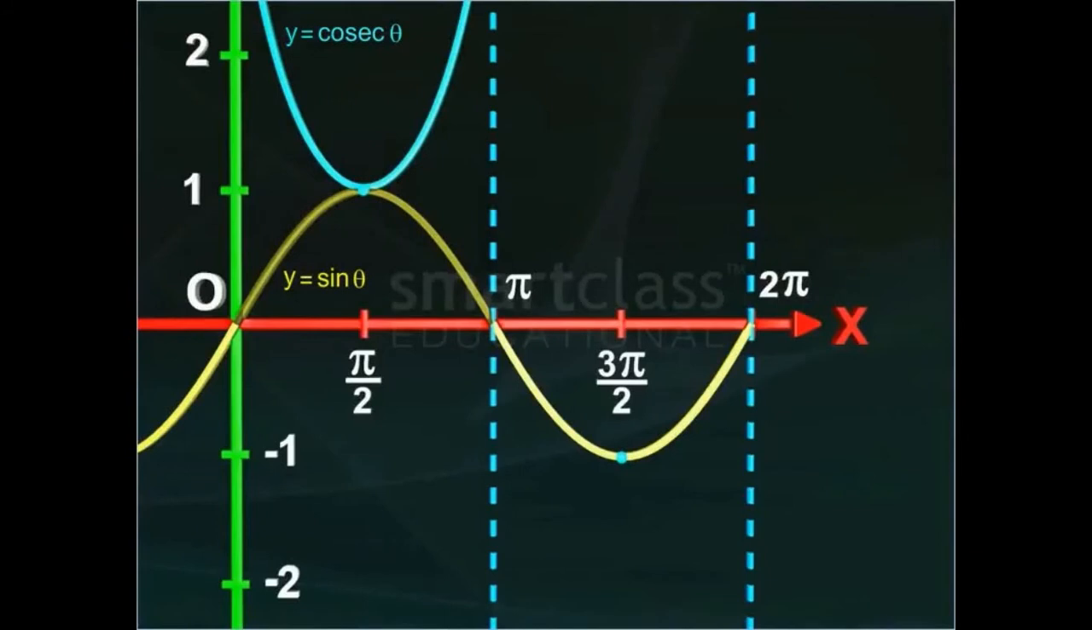Now, for an interval of pi to 3 pi by 2, the value of sine theta decreases from 0 to negative 1. This indicates that the value of cosecant function increases from negative infinity to negative 1 in the interval pi to 3 pi by 2.